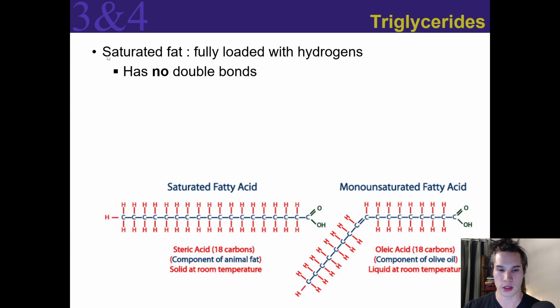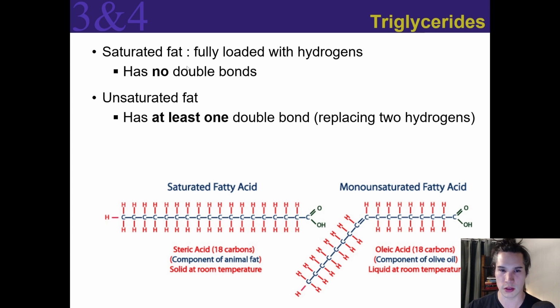So here, let's talk about the difference between saturated fats and unsaturated fats. Your saturated fats are going to be fully loaded with hydrogens, therefore having no double bonds. So no double bonds between each of these carbons here, and they're fully loaded, fully saturated with hydrogens. Now your unsaturated fats are going to have at least one double bond. And if you have one double bond, well, that's one less bond on each of these carbons that could be potentially bound to a hydrogen. Therefore, it's less saturated with hydrogen. Therefore, we call it an unsaturated fat.